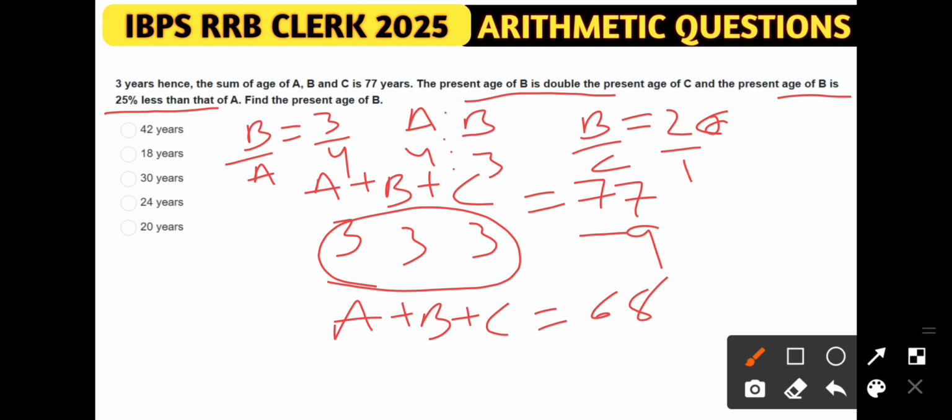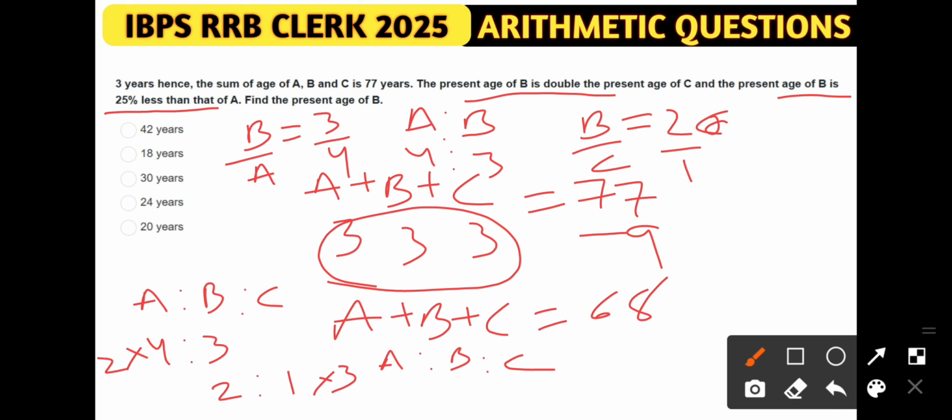So totally what we have is A to B to C, we have 4:3, and B to C will be 2:1. So for the total ratio of A to B to C, we need to multiply this with 3 and this with 2. So this will be 8:6:3. This is the present age ratio of A, B, C.